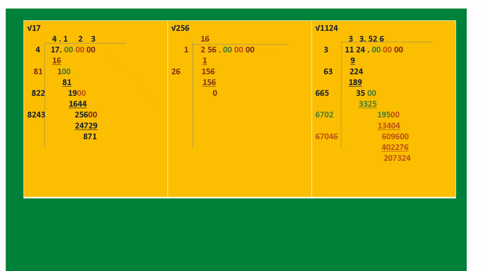Now the quotient I have is 3. 3 times 2 is 6. I choose 3, so that 63 multiplied by 3 gives rise to 189. The remainder is 35. I will bring down the first set of zeros, which makes it 3500. The quotient I have now is 33. 33 multiplied by 2 is 66. I choose 5, so that 665 times 5 is 3325.